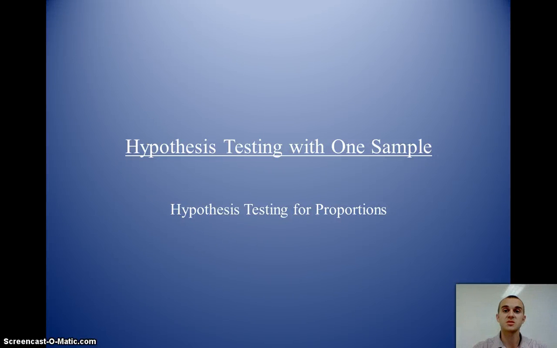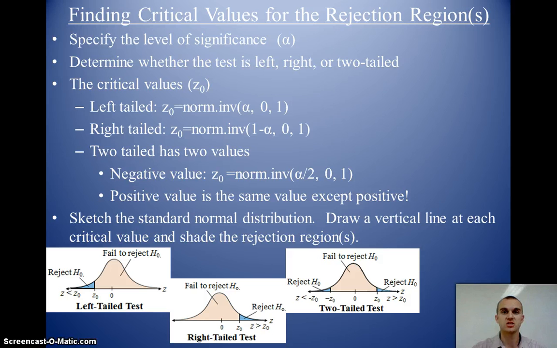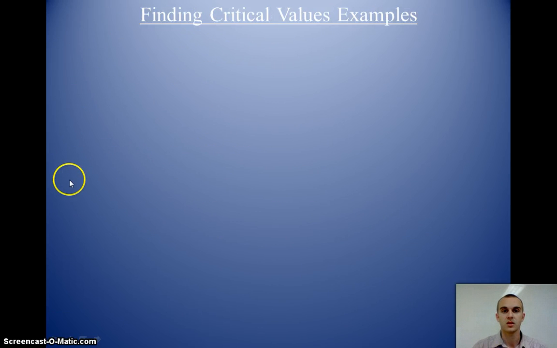In this video, we're going to explore hypothesis testing for proportions. Just like when we're testing the mean of large samples, we use the z-test when we're testing population proportions. To find our critical values, we're going to do the exact same thing. We need to know our alpha value, and then we're going to use the appropriate formula whether we have a left tail, right tail, or two-tailed test.